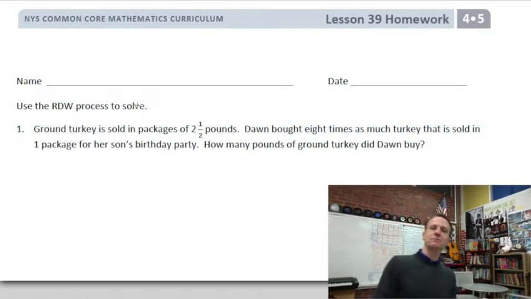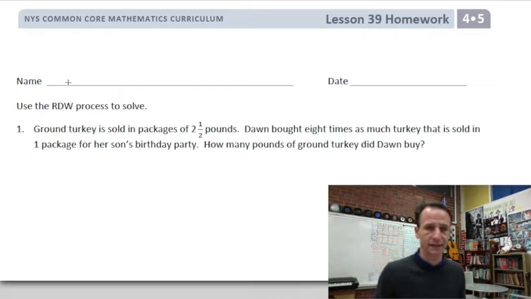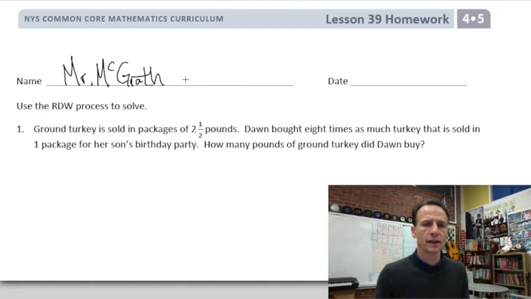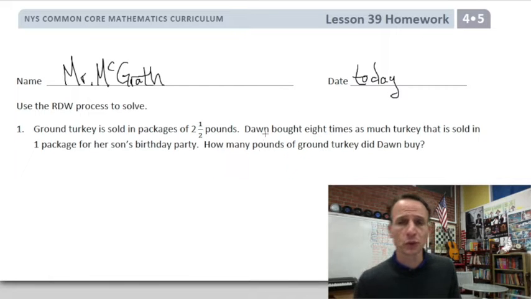It's homework time, yes! Here we go again. Lesson 39 homework. Let's start out by writing our name at the top of the page. All right, I'll write my name, you write yours. And then we'll write today's date. I'll write today, you write the actual date, where and when you are in this wonderful world of ours.